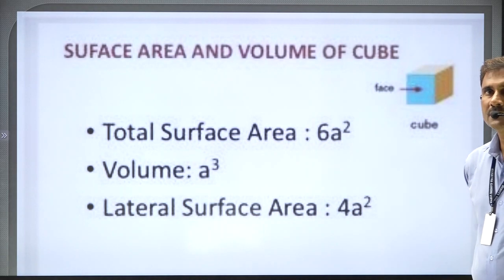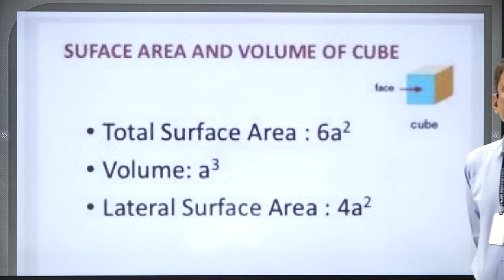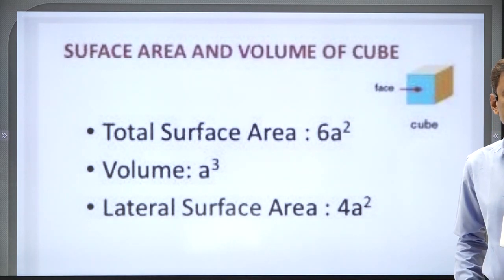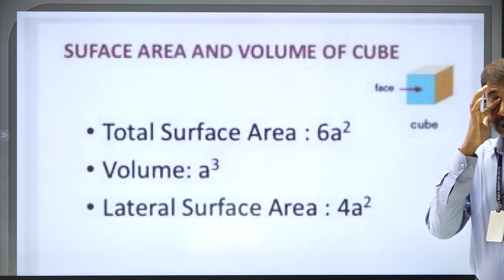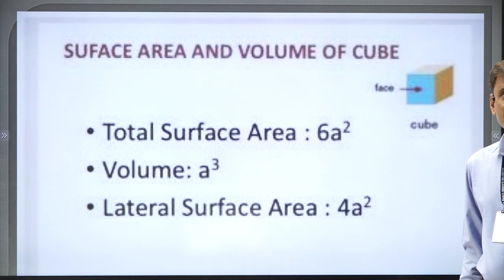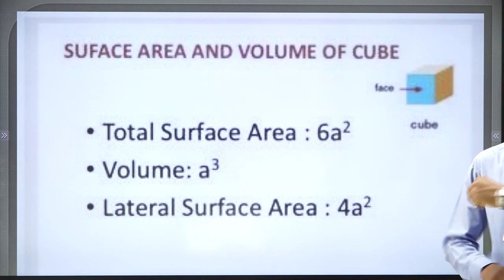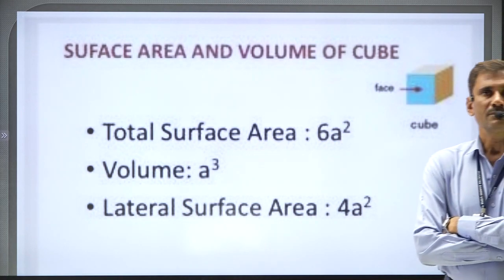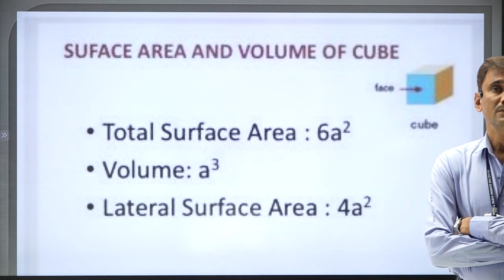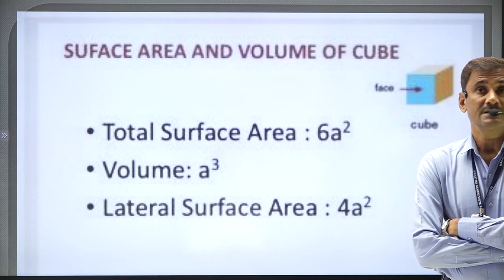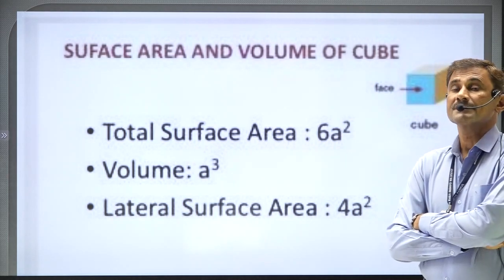First they have given the total surface area as 6a square. What is a? a is nothing but the side, the length of a side. Volume is a cube. And lateral surface area is 4a square. In the total surface area we have to consider all 6 faces, even the top and bottom side. So it will be 6a square. Why a square? Because each face is a square here, and you know the area of a square is a square.